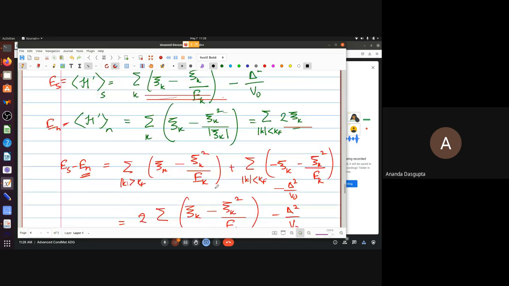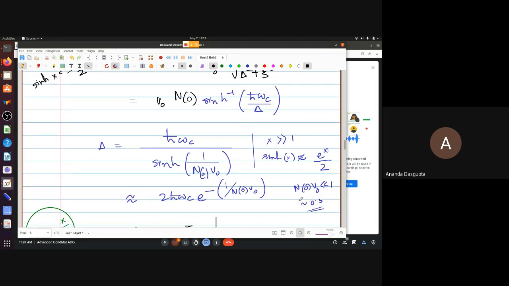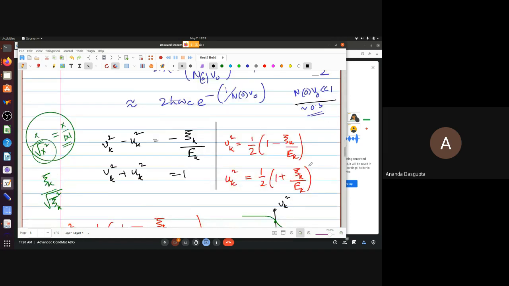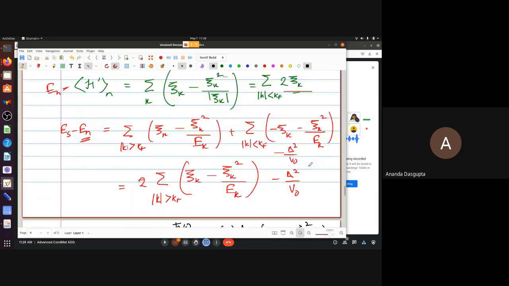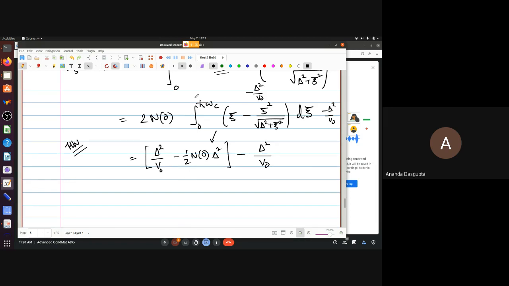Remember when we wrote down the expression for delta, we had made an approximation that n0 v0 is much less than 1, and therefore the sine hyperbolic can be replaced by e to the x by 2. That is the approximation you have to bear in mind. That's the kind of approximation we are actually using here to arrive at this. So this is the homework. Try to calculate this integral, which is pretty straightforward. And then, which is slightly less straightforward, use the approximations that we have stated consistently to reduce this to this expression.